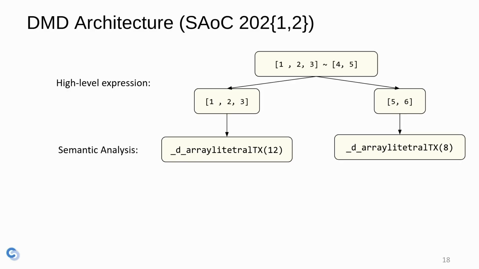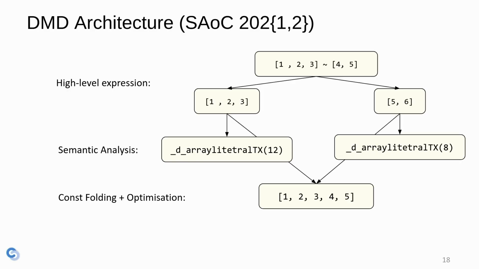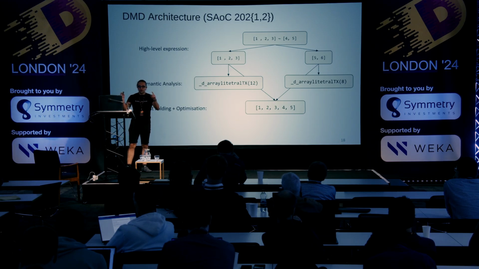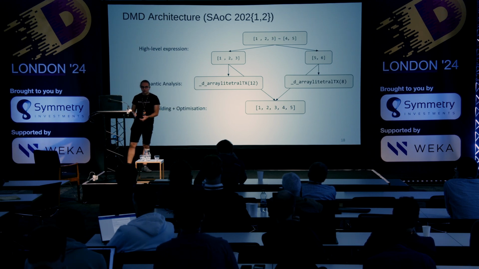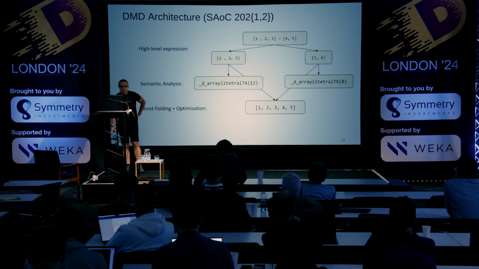But what happened afterwards is that the optimization phases and constant folding come after semantic analysis. That's the point. What they do is they change the original expression, the concatenation of the two arrays, into their result, because there's no point in running code that actually does a concatenation that you can do at compile time very easily. It's just like adding two numbers.